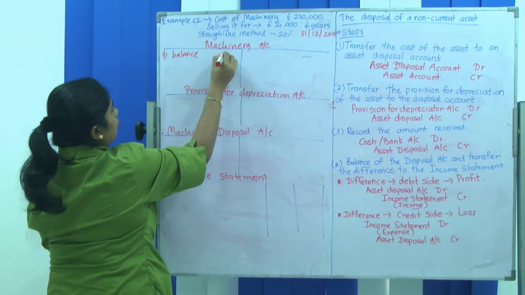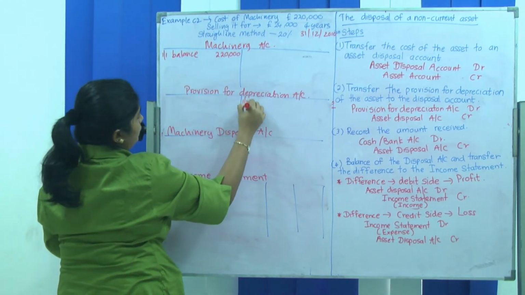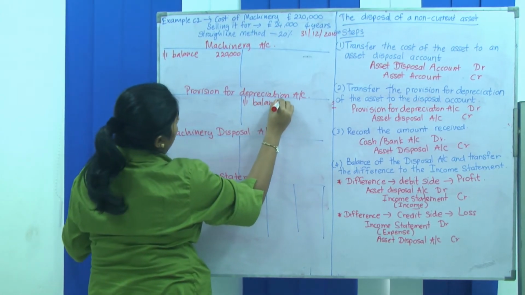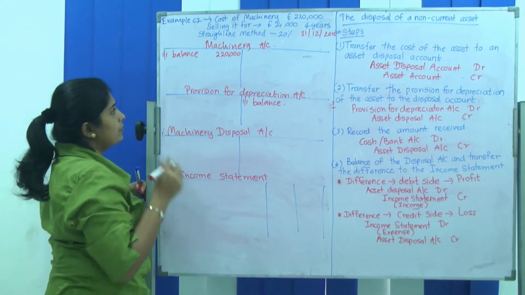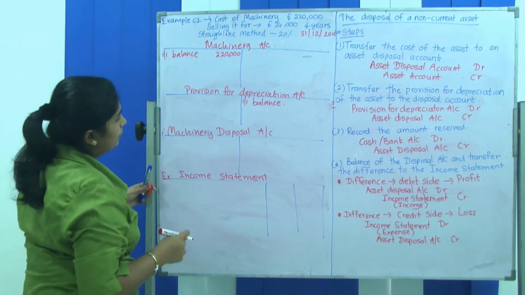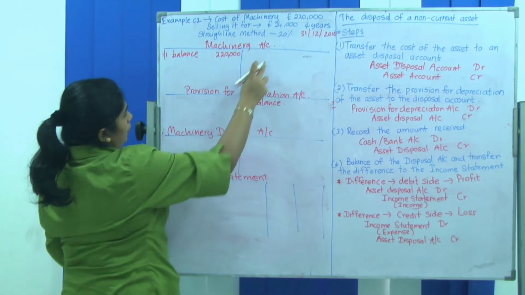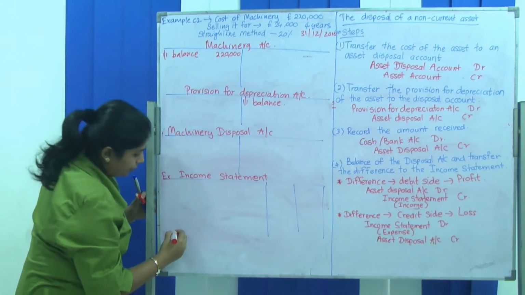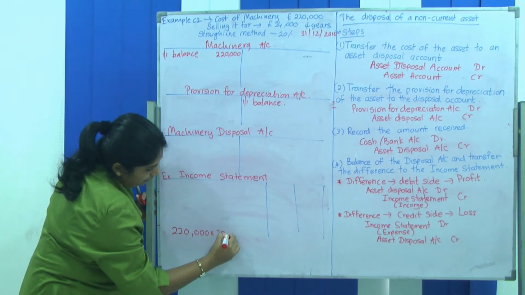The balance will show 220,000, and the provision for depreciation has a credit balance, so it shows a balance on the credit side. We do not know it yet, they have not calculated and given it, so we have to calculate it. First we'll calculate and write. The straight line method, 20% for 4 years. So the cost is 220,000 into 20%.